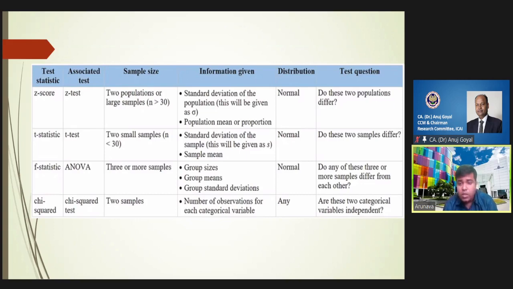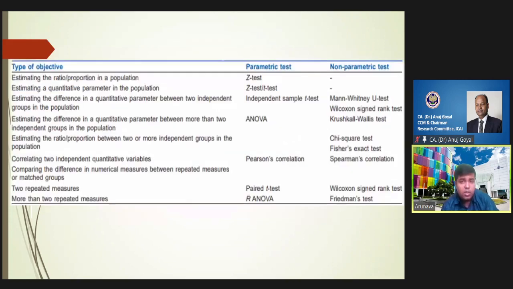Then I used this ANOVA in my study, and graphically I have represented that. Then chi-square checks whether these two categorical variables are dependent or independent. The distribution can be any. Why? Because if it is a normal distribution, then it will be a parametric test. If it is a non-normal distribution, then it can be a non-parametric test. Some of the non-parametric tests are given here.